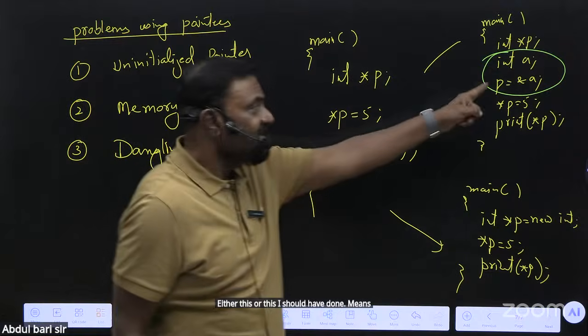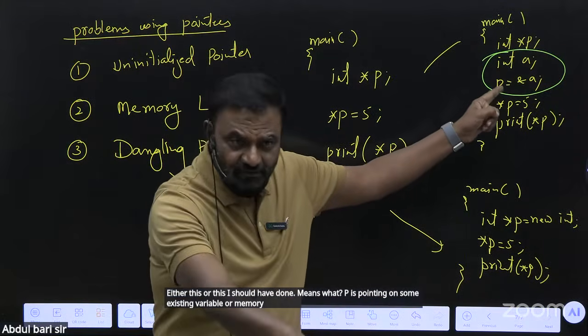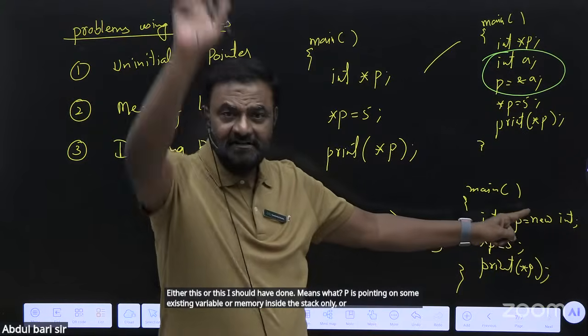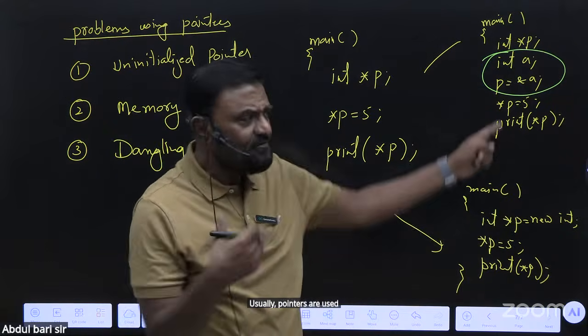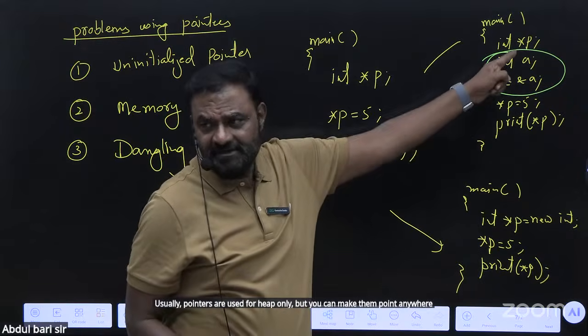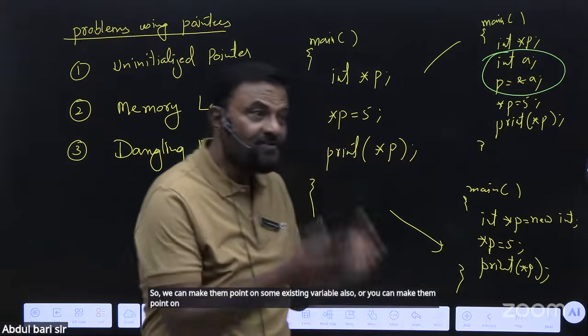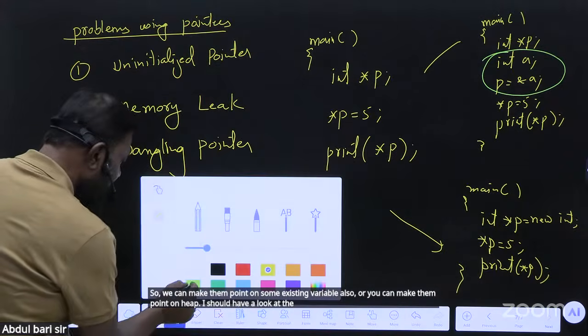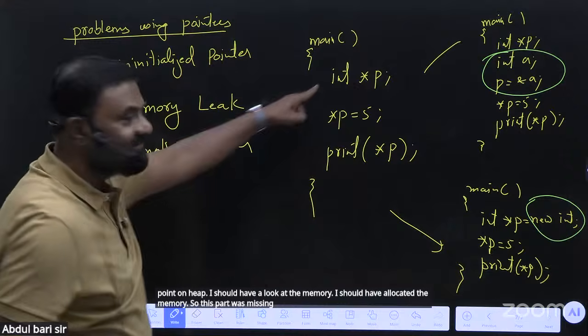Meaning what? P is pointing to some existing variable or memory inside the stack only, or it is pointing to memory in the heap. Usually pointers are used for heap only, but you can make them point anywhere. So we can make them point to some existing variable also, or you can make them point to heap. I should have allocated the memory. So this part was missing in this one.